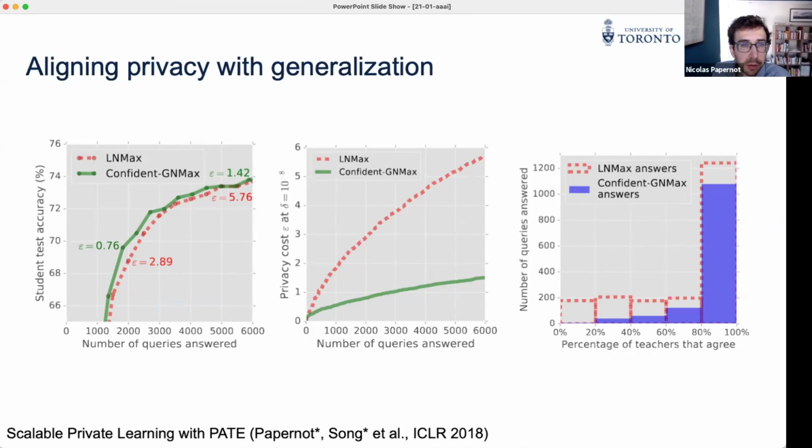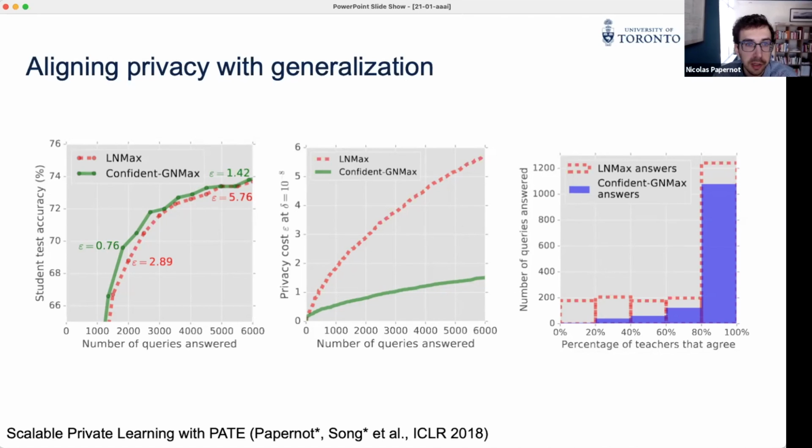But it is also easier to protect the privacy of this prediction, because when there is a large consensus within the teachers, you can add more noise to the histogram before you take the argmax. So you can prove tighter differential privacy bounds.